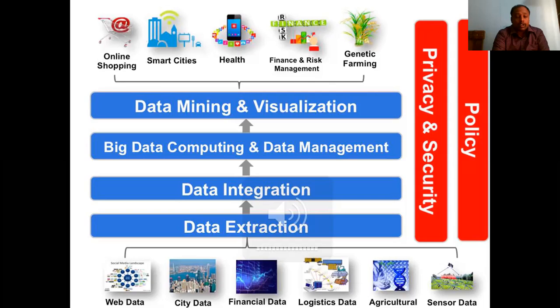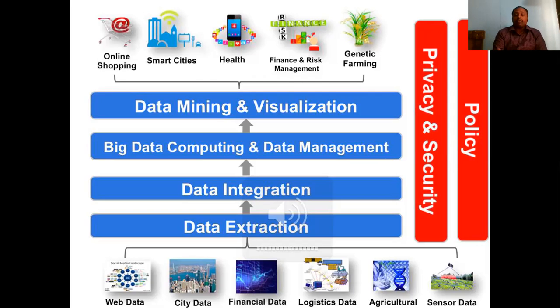Then we give some sort of visualization or mining. And finally we execute applications like online shopping. From city data we can build smart cities. With the help of medical data we can provide a healthcare system. With financial data you may execute finance and risk management, and you can get smart farming with the help of agricultural data. So this is the major objective of big data analytics.